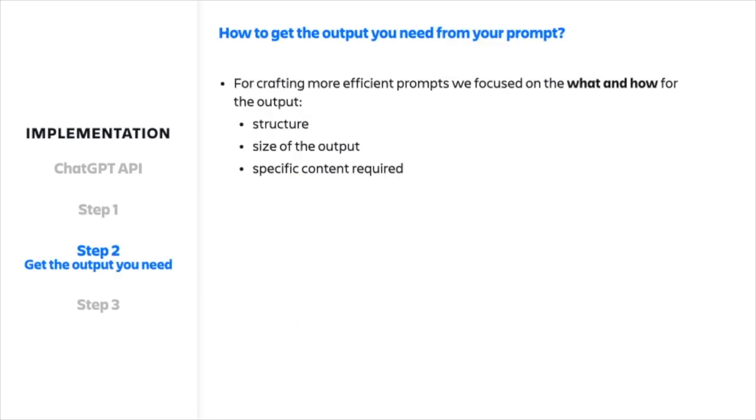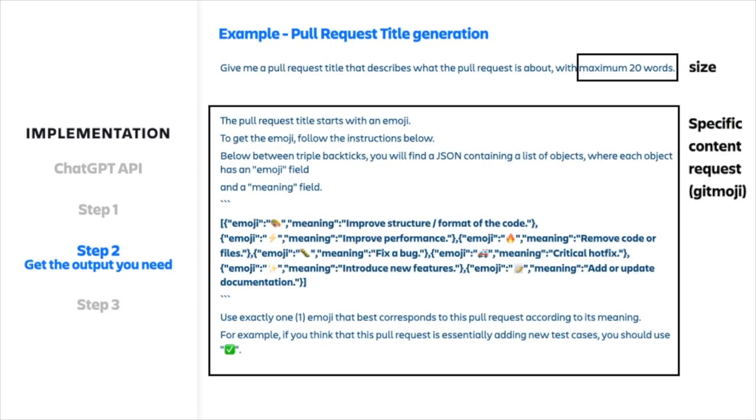So how do you get the output you need from your prompt? For crafting more efficient prompts, we focused on the what and the how: things like the structure, the size of the output, and the specific content required. So what do I mean? I have an example here, the pull request title generation. Here, it was important to mention the size that I was looking for. So we say, give me a pull request title that describes what the pull request is about with a maximum of 20 words. Obviously, for a pull request title, we wanted to keep it concise and short, so it was important to make that distinction in the prompt.